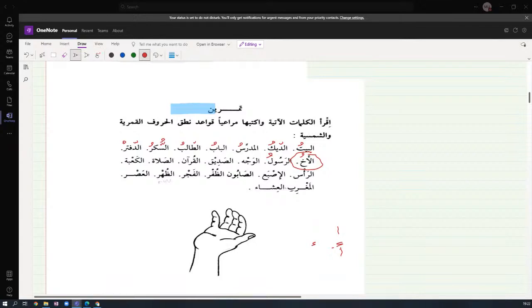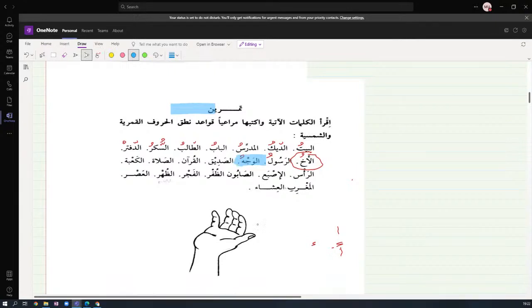الوجه. Sun letter or moon letter? Moon letter. What does الوجه mean? Face. So الوجه is a new word.